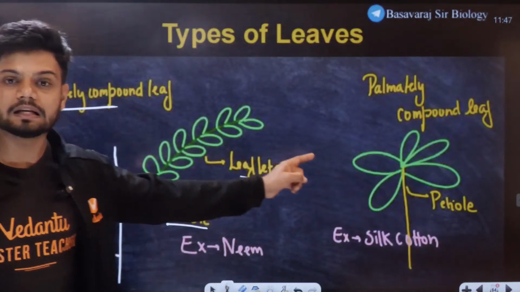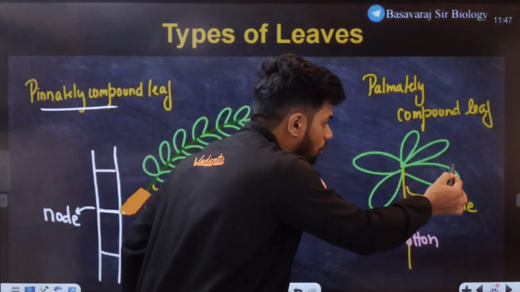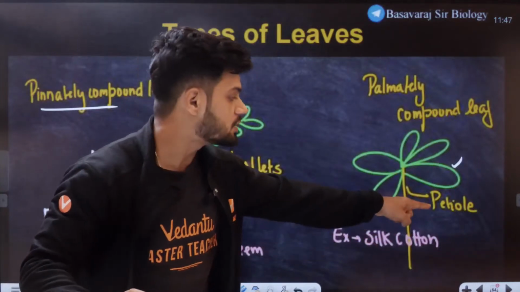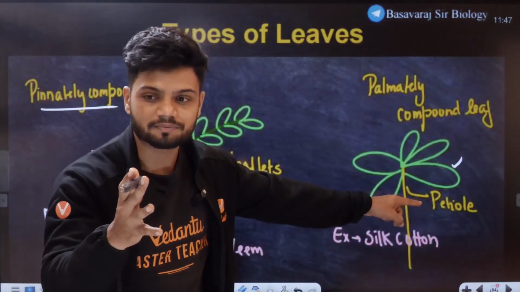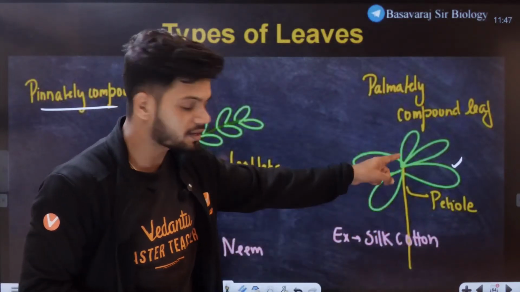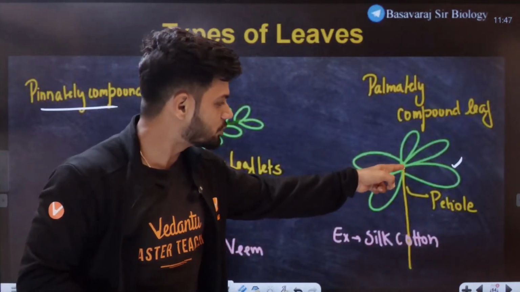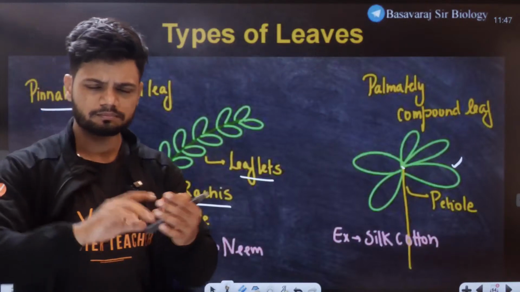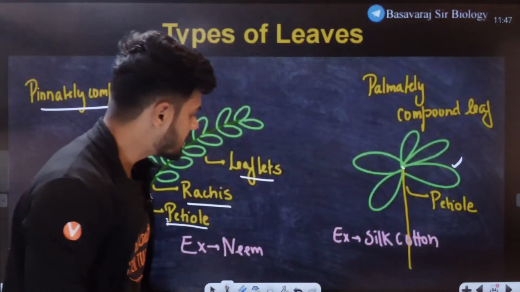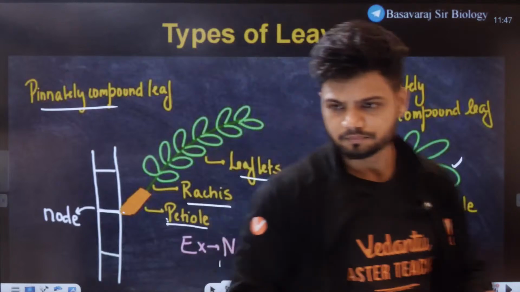But what about palmately compound? In the case of palmately compound, all the leaflets are directly attached to the petiole. There is no rachis here. Clear, all of you? Can you see there is no rachis here? So all the leaflets are attached directly to the petiole, like a palm. This is the petiole. Everything is attached here only. Example is silk cotton. Neem is an example here.